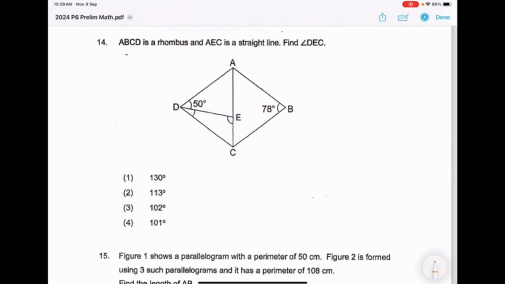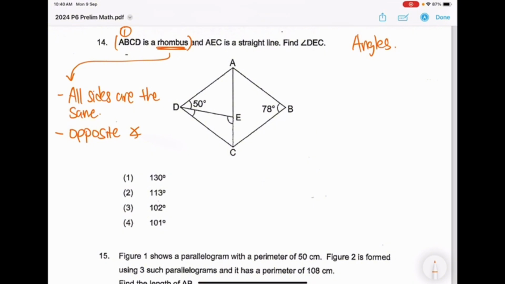Moving on to question number 14, we have an angles question over here. Let's read the question together. ABCD is a rhombus. I'm going to stop my first sentence over here. Firstly, I want to note down the properties of a rhombus. What are the properties of a rhombus? All sides are the same. Opposite angles are equal. And lastly, they have two sets of parallel lines.